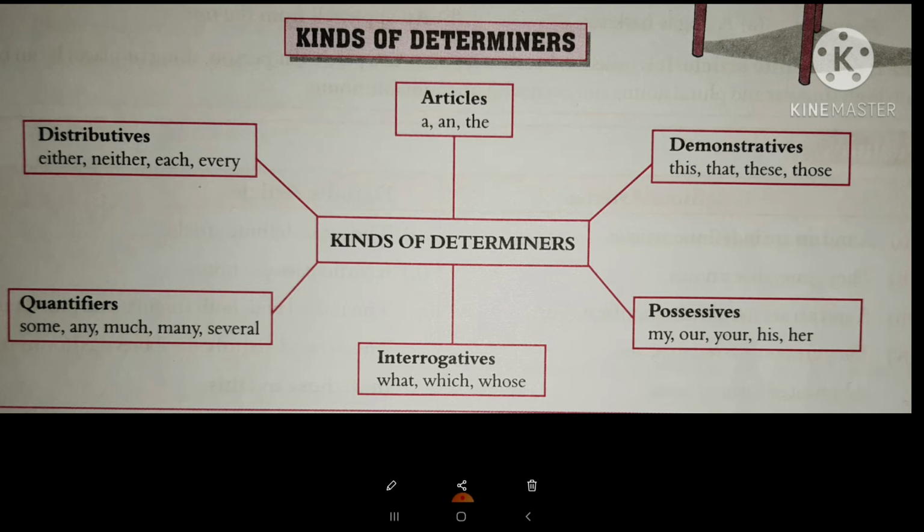Next one, that. That is used before singular nouns that are farther away, at a distance. If the nouns are at a distance from us and if it is singular, there we have to use that. And those we are using to point at plural nouns that are at a distance. That and those are for the farther objects: that we use with singular nouns and those we use with plural nouns.